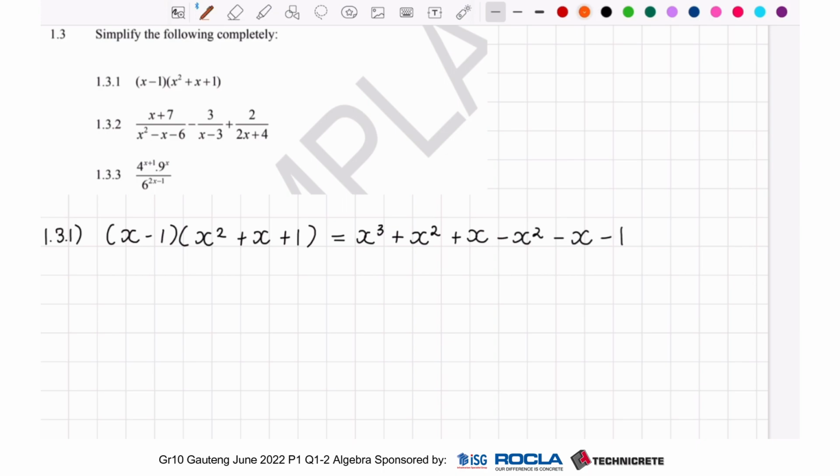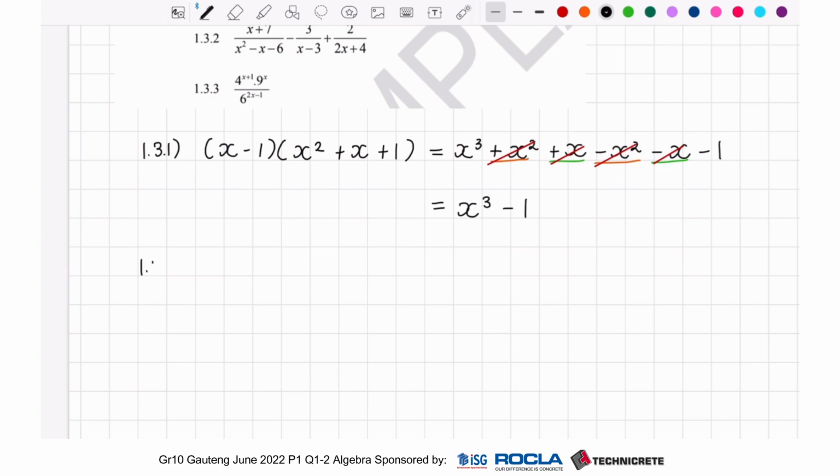And now I'm going to group my like terms. So I've got two things with x squared, two things with x as well. And those are my only like terms, and I can see that these terms will cancel each other out. So this positive x squared minus x squared is 0, and this positive x minus x is 0. And so I'm just left with these two terms, x cubed minus 1.